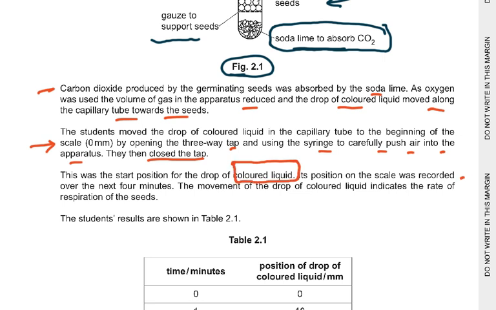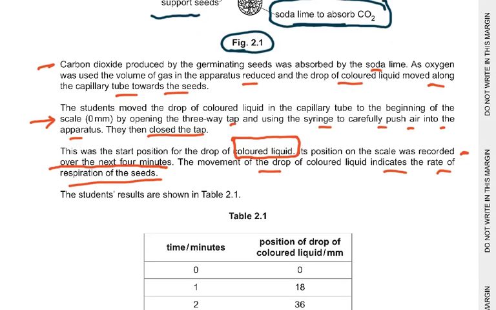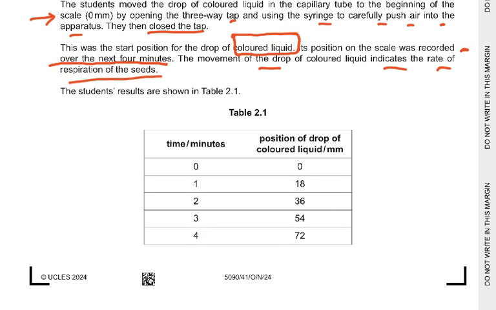Its position on the scale was recorded over the next 4 minutes. The movement of the drop of colored liquid indicates the rate of respiration of the seeds. The students' results are shown in table 1.1. At 0 minutes, the drop was at 0. At 1 minute, it was at 18 millimeter, and then 36, and then 54, and then 72.